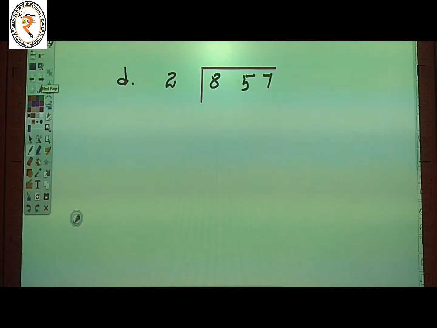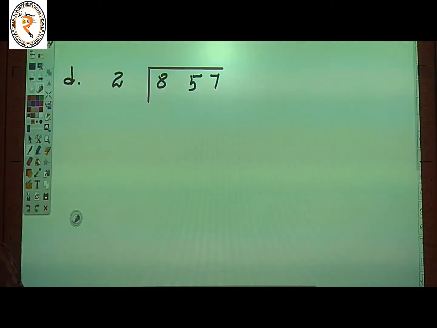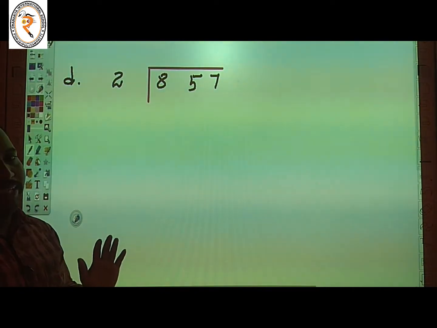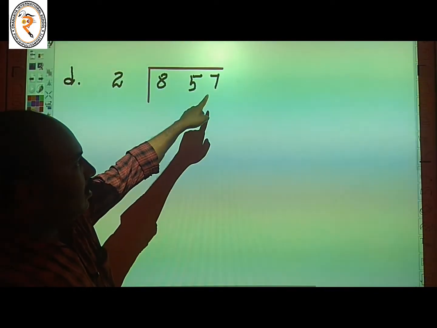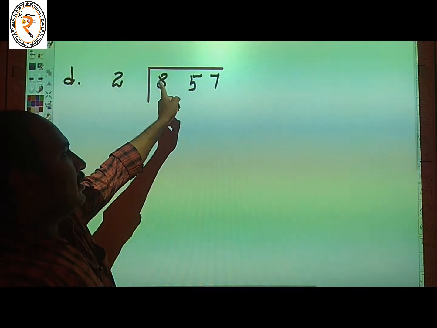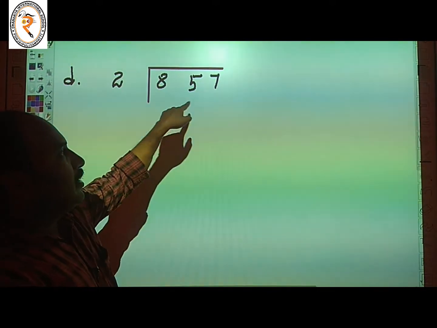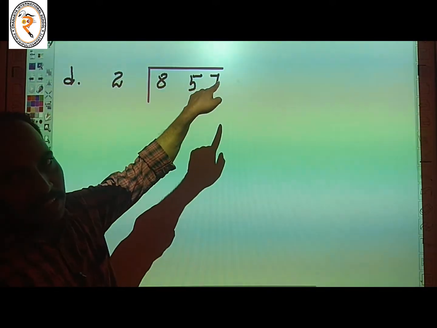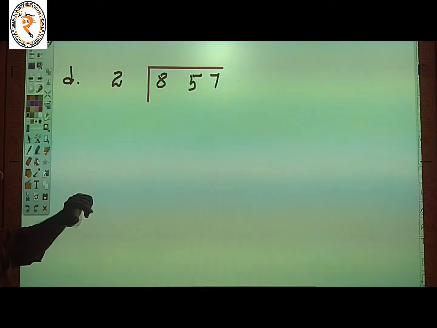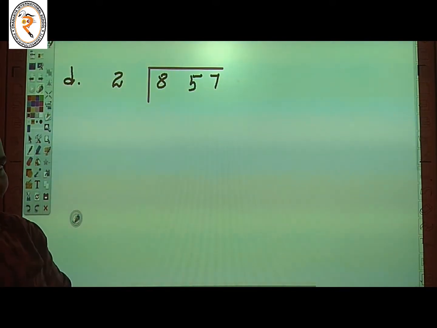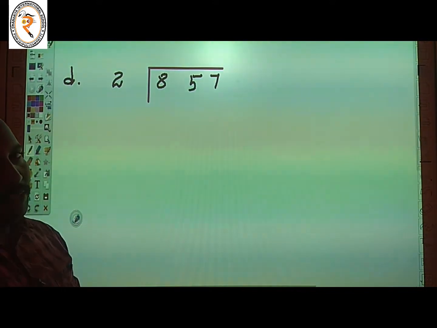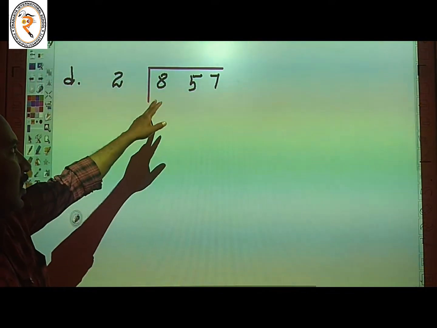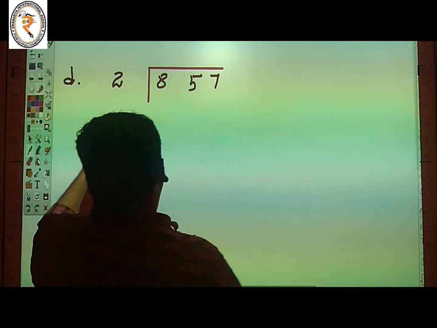Next one, D part. 857 divided by 2. 857 is a 3-digit number with ones, tens, hundreds. It is called the dividend part, and the number 2 is called the divisor part. First we want to divide 8 by 2, because 8 is in the hundreds place.